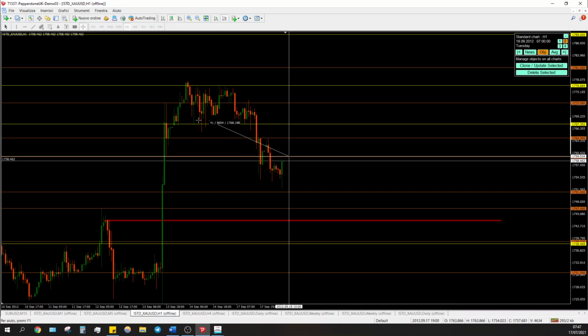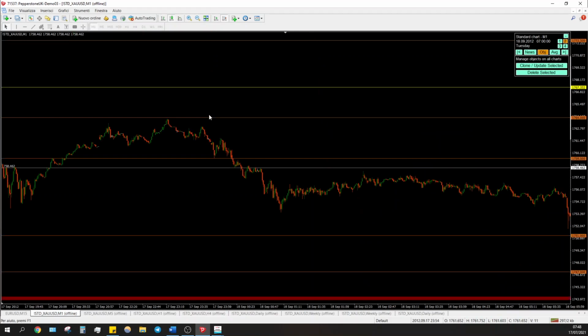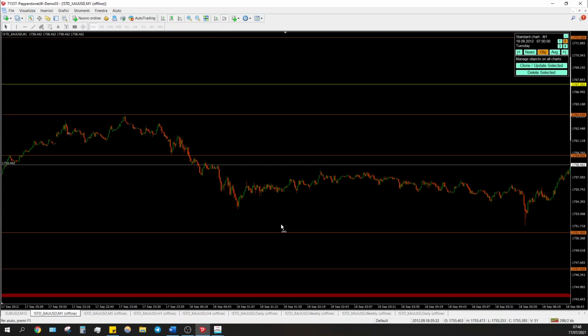Okay, so we're starting now. Let's go on the 1 minute, since we are already very close to the key level. We want to see the action here.